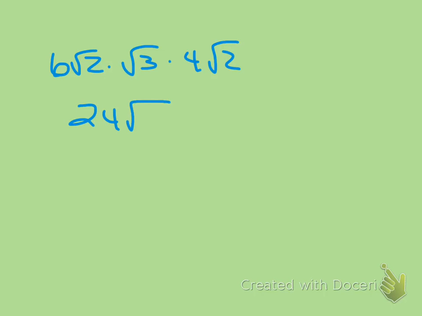So this is the same thing. If I have 6 radical 2, radical 3, and 4 radical 2, that's 24 with the radical 12. Yes.